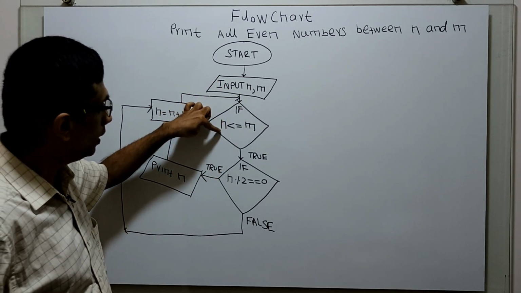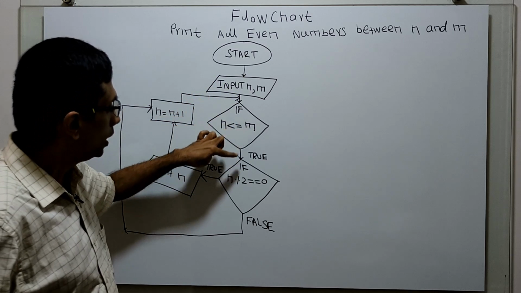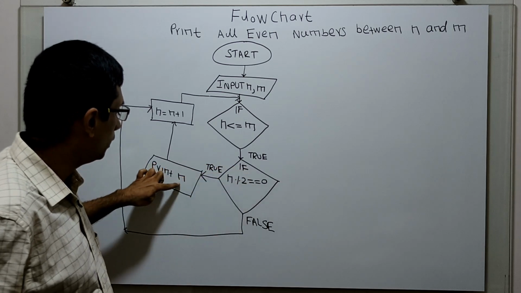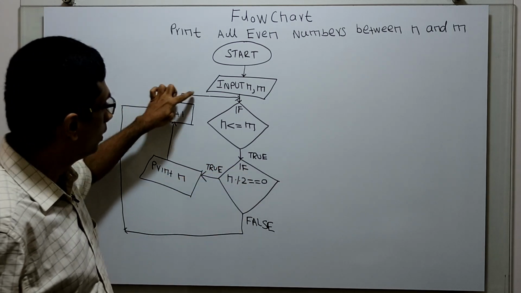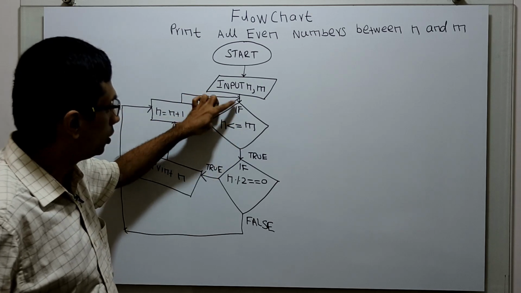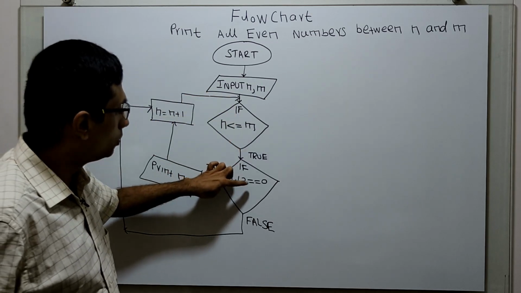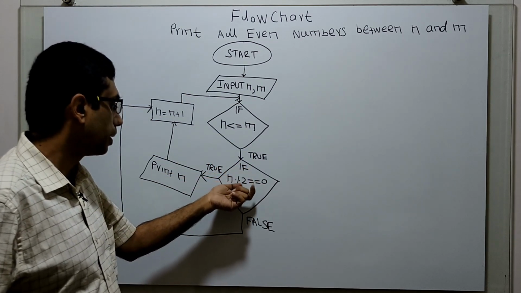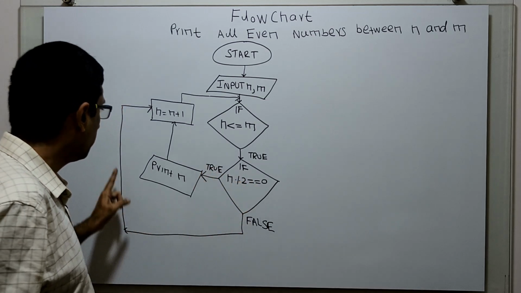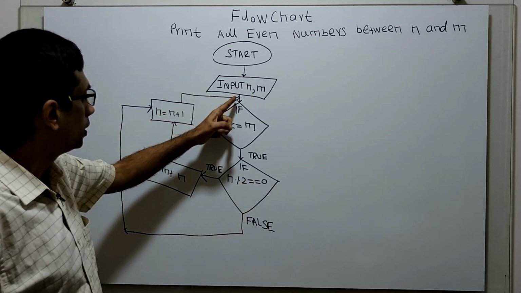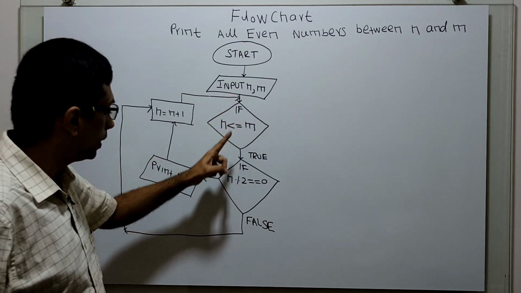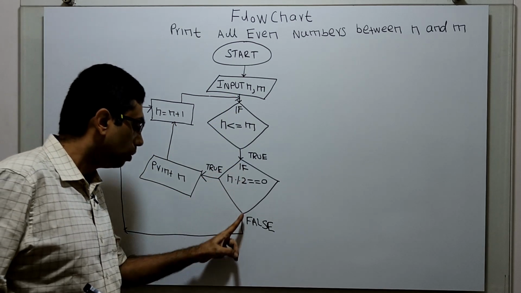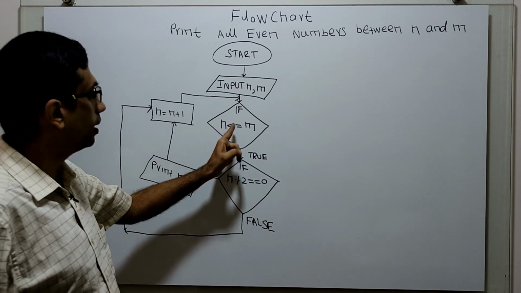So until n is less than or equal to m, it will be checked by the modulo operator. If the remainder is 0, that is an even number, the number will get printed and n will get incremented, and n less than or equal to m will be checked. During this iteration, if n modulo 2 equal to 0 is false, that means the number is not an even number, but an odd number. In such a case, I am not printing the number, I am incrementing n by 1 and checking n less than or equal to m. If it is true, again n modulo 2. That means for the next number I am checking whether it is an even number or not. So the loop will go continuously until n is less than or equal to m.